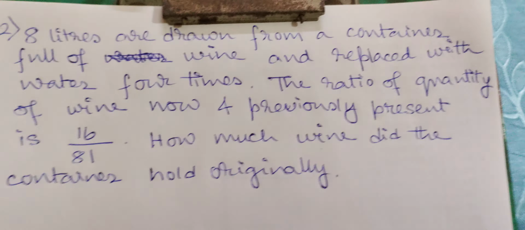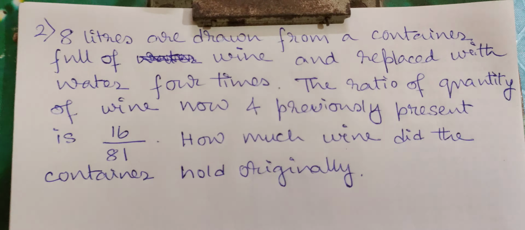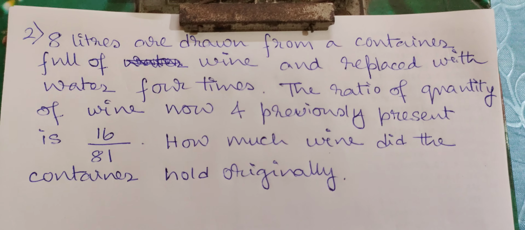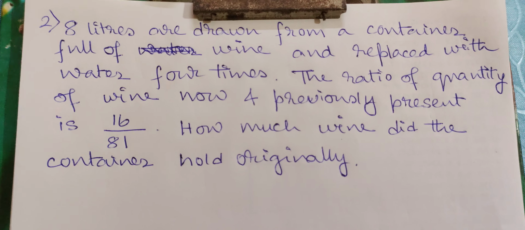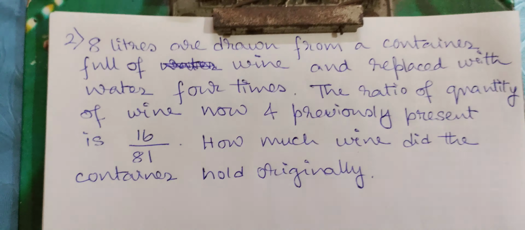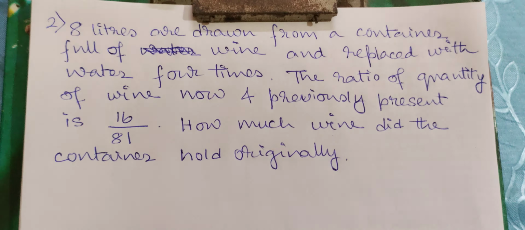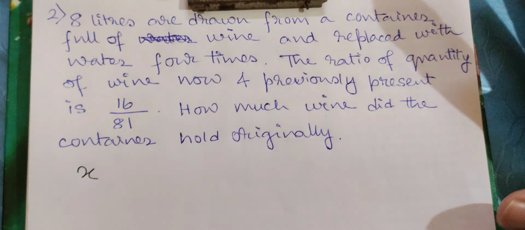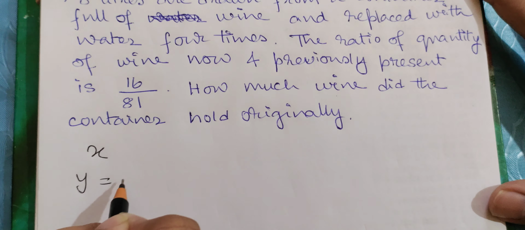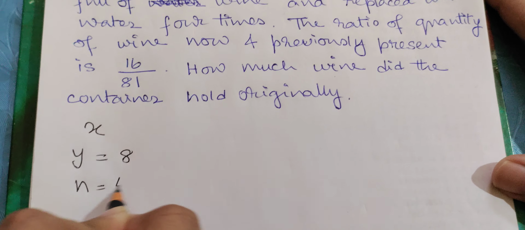Moving on to our next problem. 8 liters are drawn from a container full of wine and replaced with water 4 times. The ratio of the quantity of wine now and previously present is 16 by 81. How much wine did the container hold originally? So X is not given; this is the amount which was there previously. Y is given as 8, and the number of processes is n equal to 4.